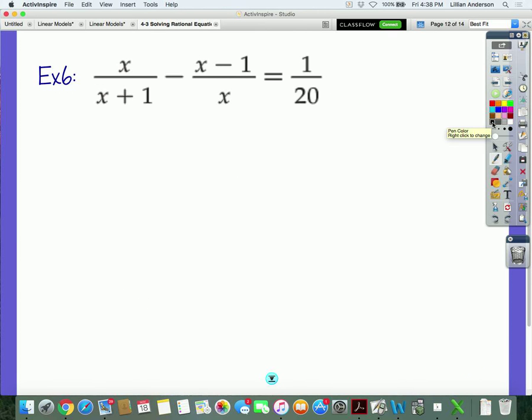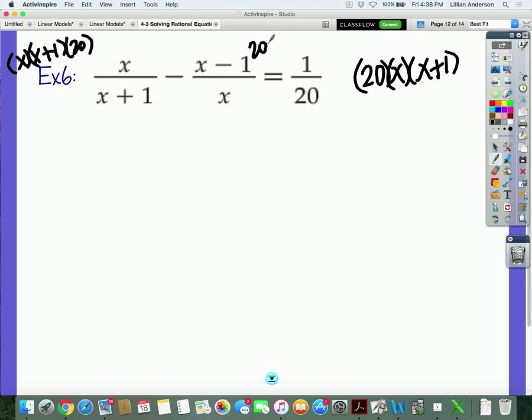Here, every single denominator is different. So my common denominator is going to be 20 times x times x plus 1. So I'm going to multiply every term by that, by a 20, by an x, by x plus 1. The order doesn't matter because we're multiplying here.